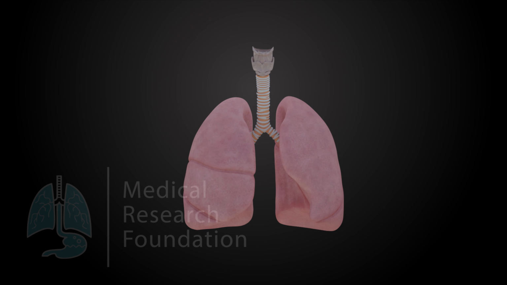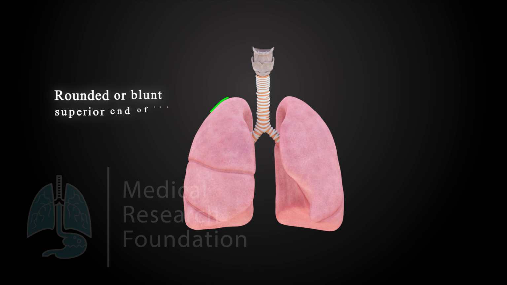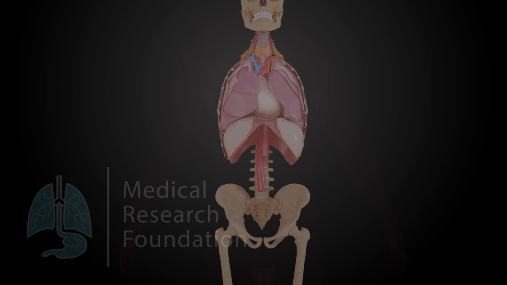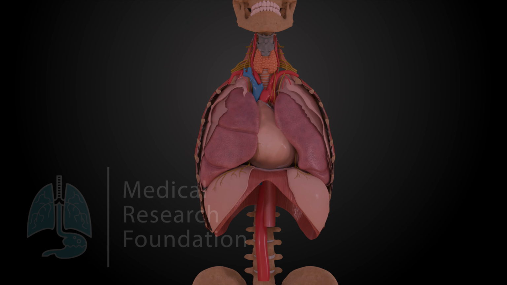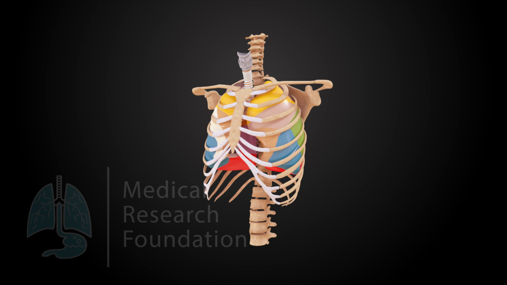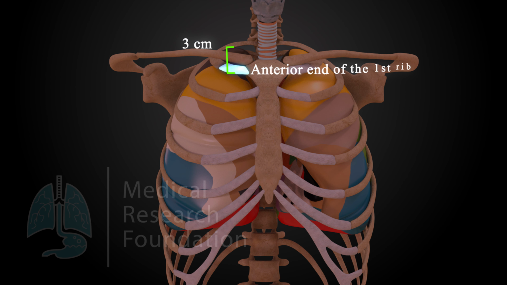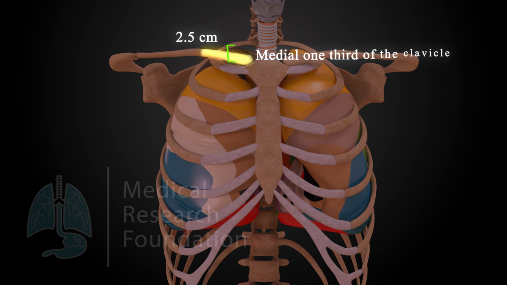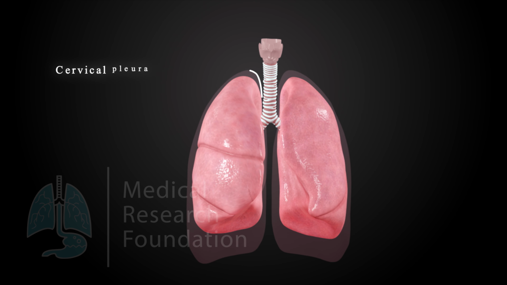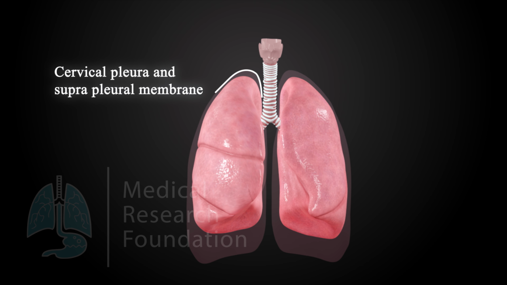Apex. The apex is rounded or blunt, superior end of the lung. It extends into the root of the neck, about 3 centimeters superior to the anterior end of the first rib, and 2.5 centimeters above the medial 1/3 of the clavicle. It is covered by cervical pleura and suprapleural membrane.